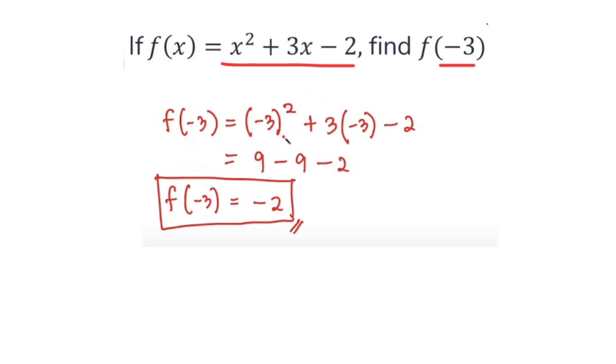So negative 3 squared is 9. Then 3 times negative 3 is negative 9, minus 2. So our f of negative 3 is equal to 9 minus 9, which is 0, minus 2, and we have negative 2. And this is our final answer.